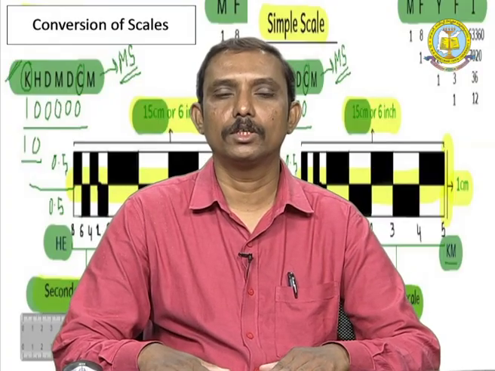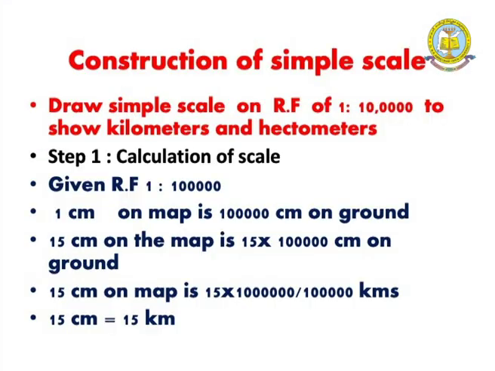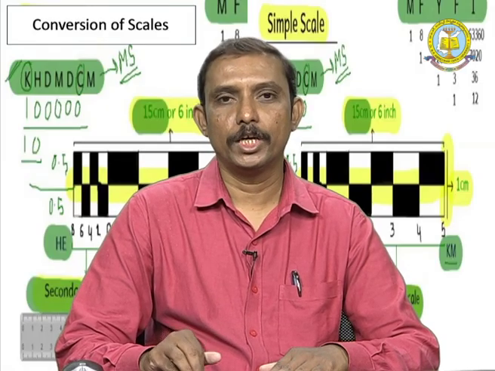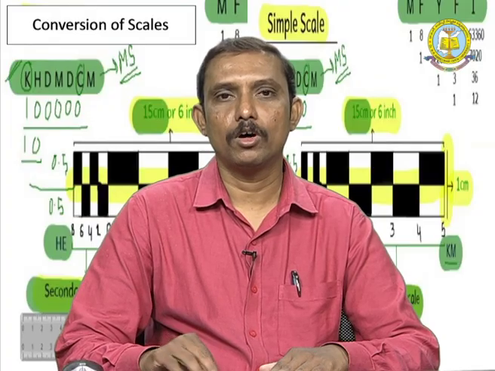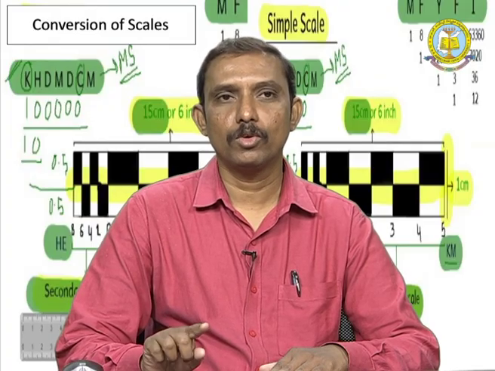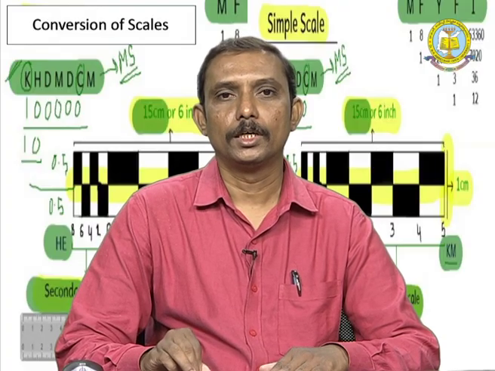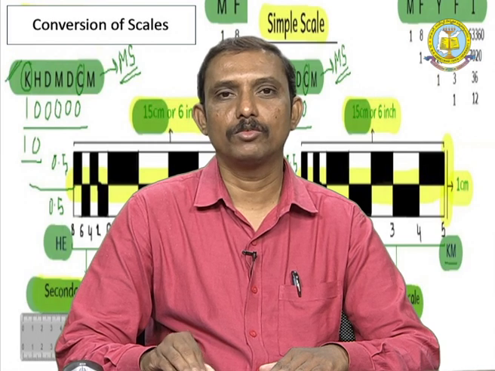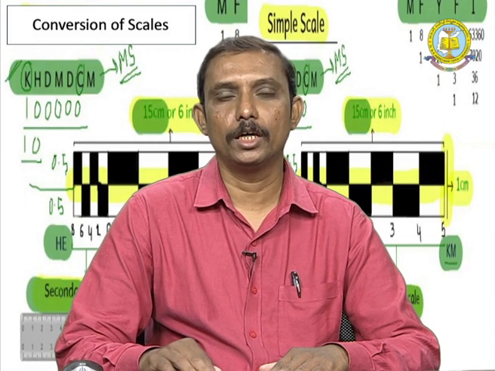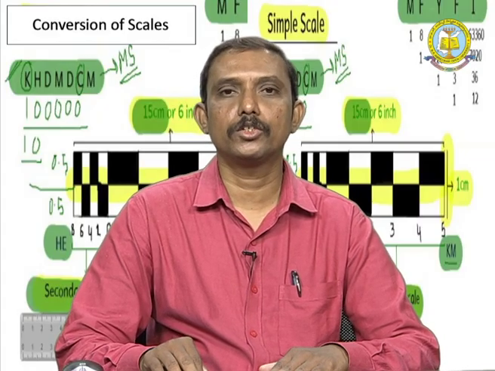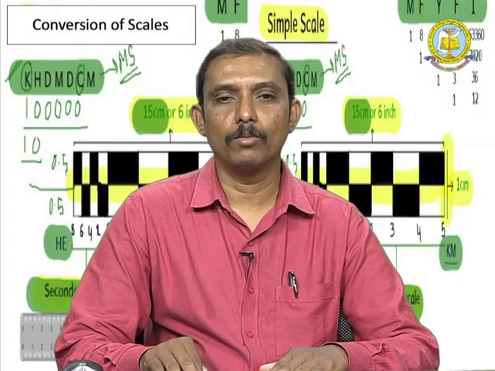We will see one of the problems right now. Just now we have discussed how to construct. First we require to calculate the scale, next we have to draw the scale, then we have to represent the scale: what type of scale it is, what is the RF value, how it will look. First is calculation of the scale, next is the drawing of the scale, and the final is writing the title of the scale, the RF value of the scale and the final scale. Let us construct a simple scale by doing this simple problem.